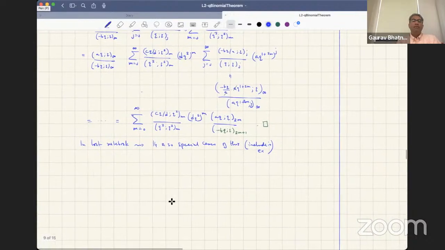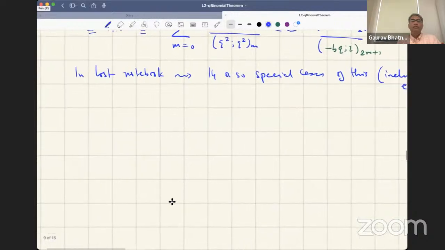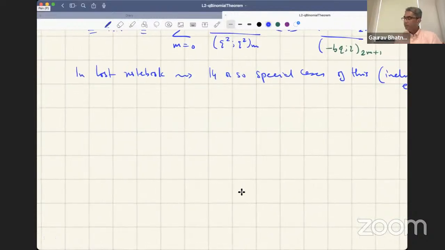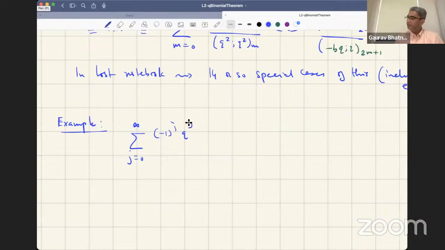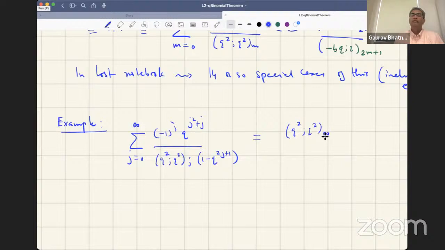And this gives a lot of special identities, and I'll include some in the exercises so that you know what they are. So here's one example from Ramanujan before we close. And in the lost notebook, this is what it looks like. The sum over j going from 0 to infinity of (-1)^j q^(j^2+j) divided by (q^2; q^2)_j (1 - q^(j+1)). This is equal to (q^2; q^2)_infinity.